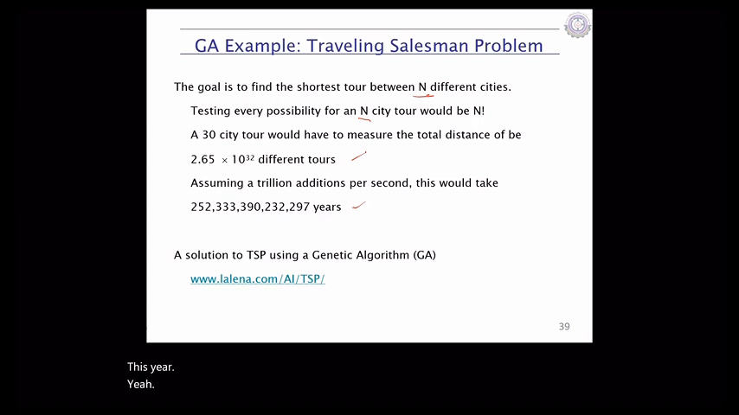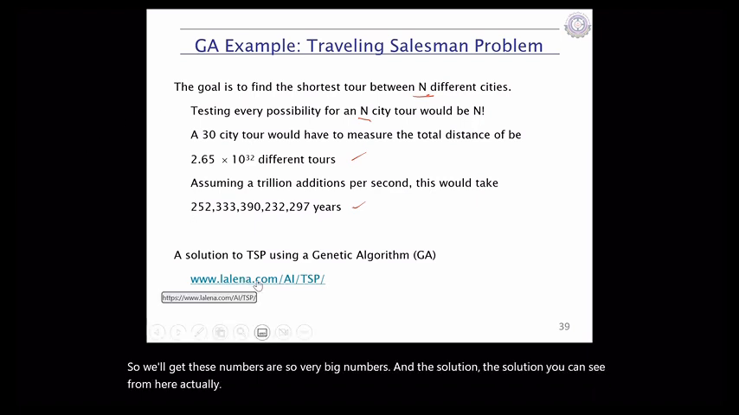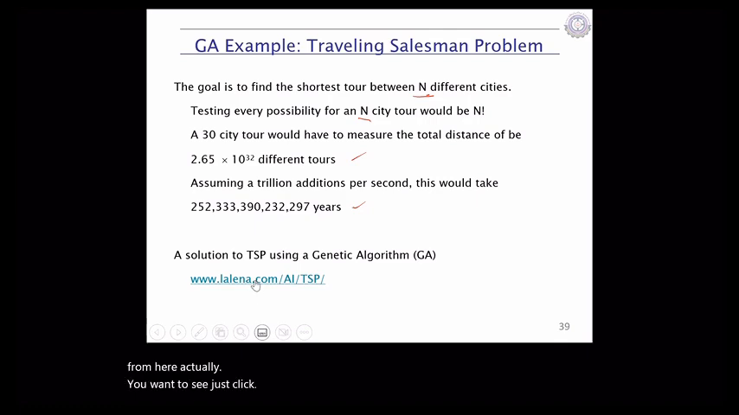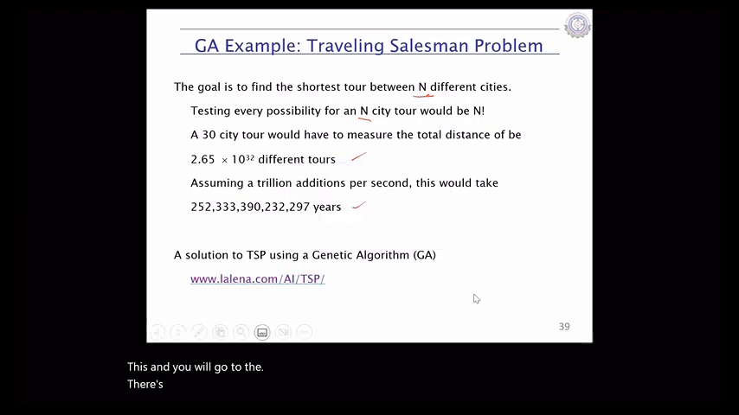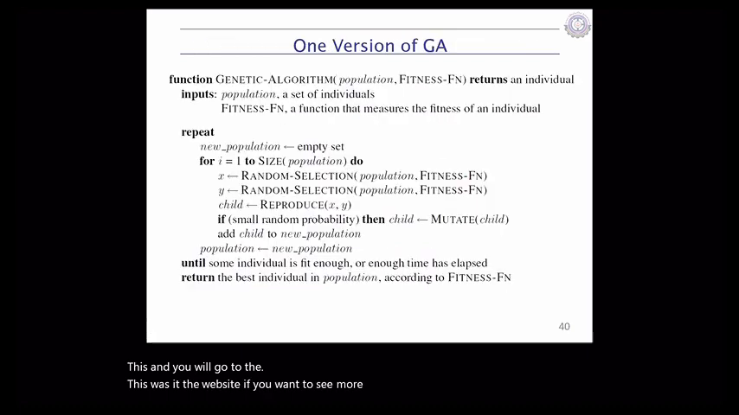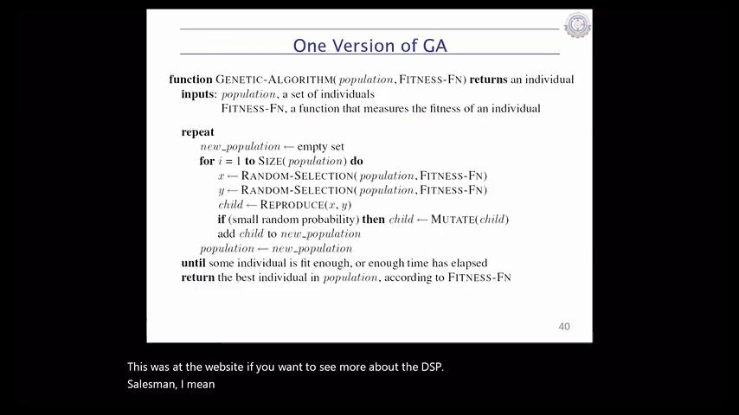Assuming a trillion additions per second, right? So we get these very big numbers. And the solution you can see from here actually. If you want to see, just click this, and you will go to the website if you want to see more about the TSP, the traveling salesman problem, for the GA example.